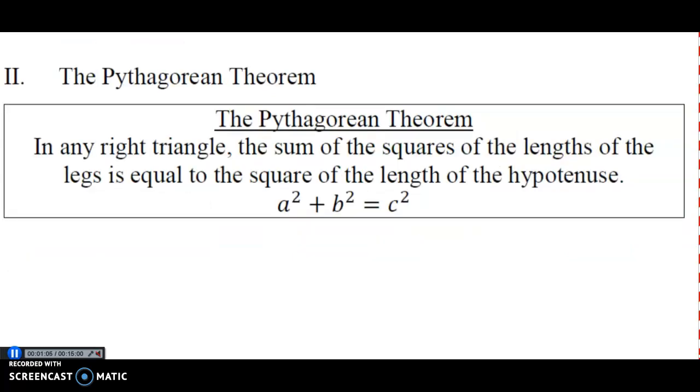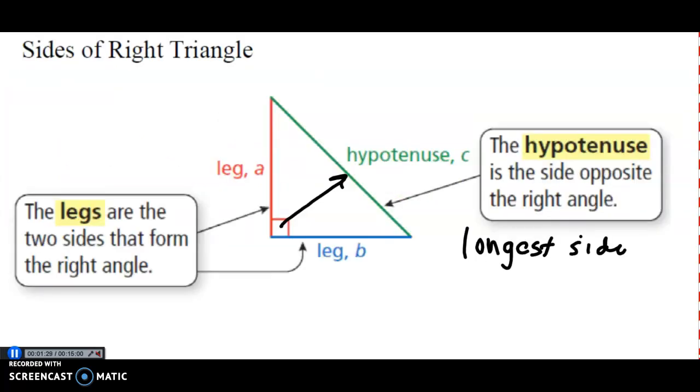Okay, the theorem itself. This is what it says. It says in any right triangle, the sum of the squares of the lengths of the legs is equal to the square of the length of the hypotenuse. And it is commonly referred to as a squared plus b squared equals c squared. If I go back to the last drawing that we had here, you'll notice that the legs are labeled a and b, and the hypotenuse is labeled c.